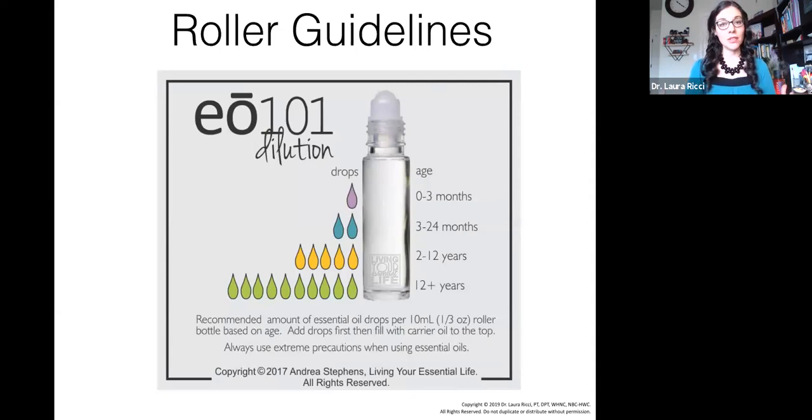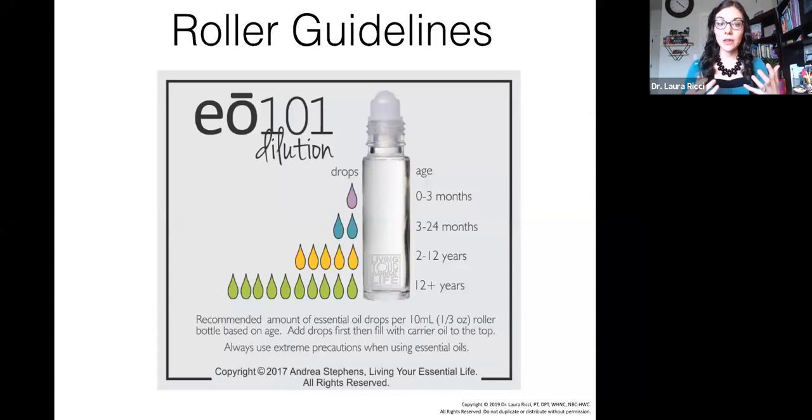If you're using a pure therapeutic grade oil like doTERRA, one drop goes a long way because they aren't adulterated and have all these things added to them. So for babies, 0 to 3 months, one drop is a good recommended place to start. But I will tell you, with my baby nephew, Ethan, we would start with one in a 10 ml roller and then top with our carrier oil, which we'll talk about. And then we'd see if we're getting the results that we want.